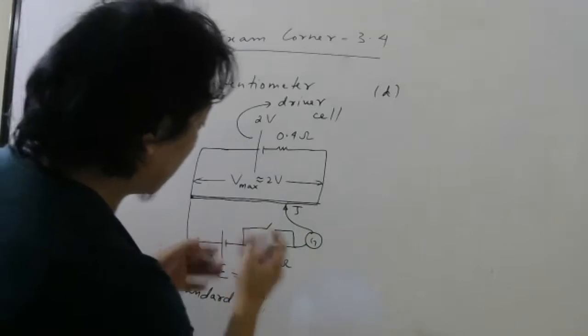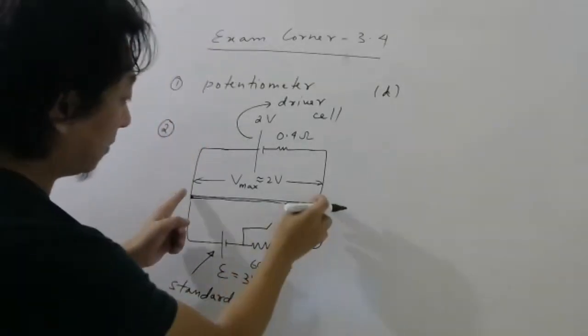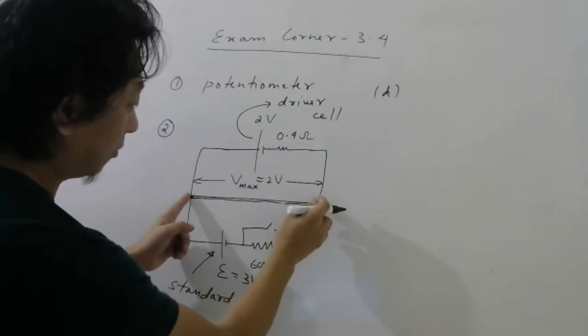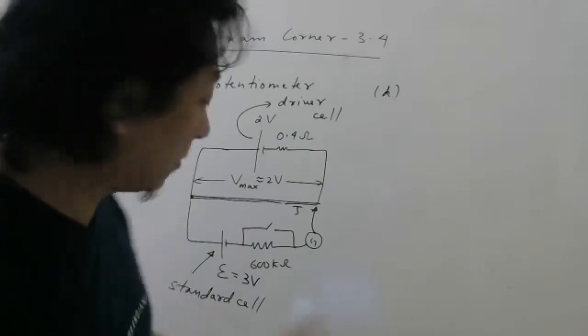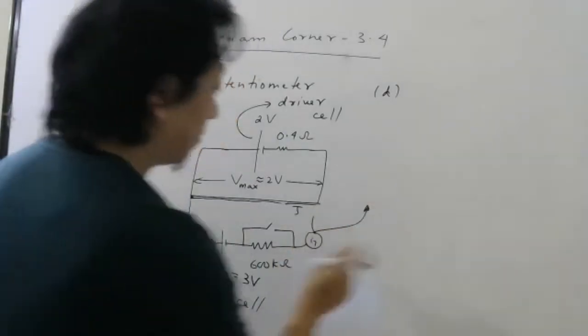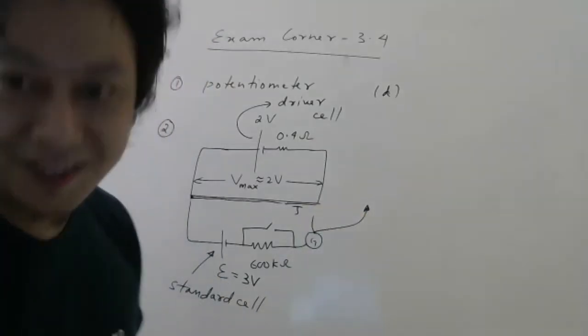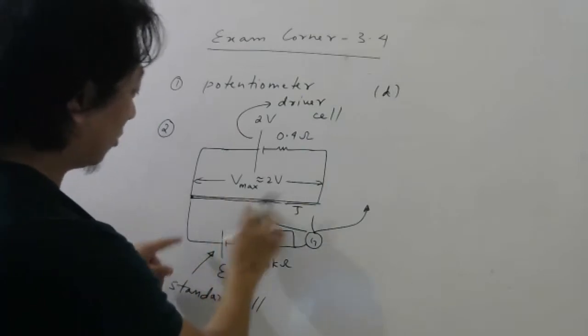Because if you keep the jockey here, that time this will be 2 volt, potential difference here 2 volt, potential difference here 3 volt. It is not equal. So the balance point will not be achieved. So you will have to move this somewhere here, but there is no wire only. Understood or not?